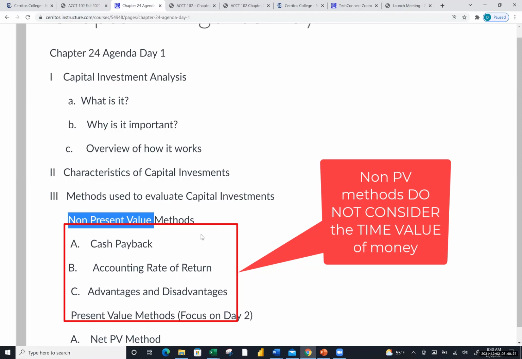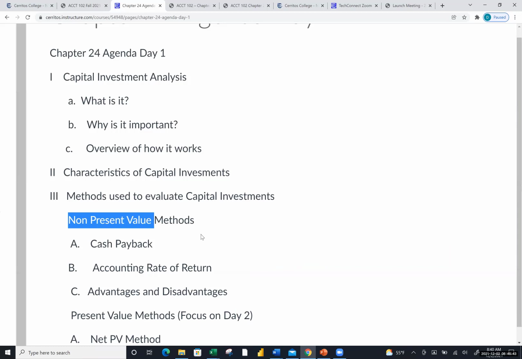And I would say that they tend to be used for screening purposes, which means that if all of a sudden, and this happens at Cerritos sometimes, it also happens out there in public companies, if all of a sudden the company has money for investing purposes and they're looking for projects.